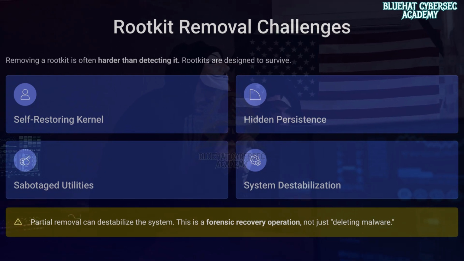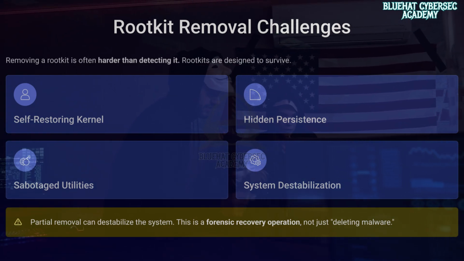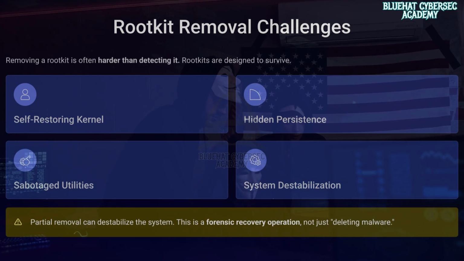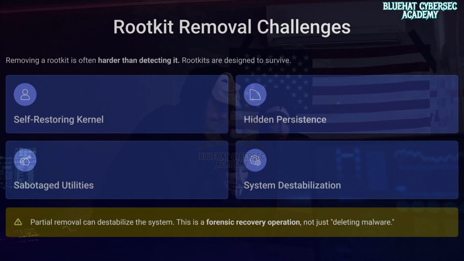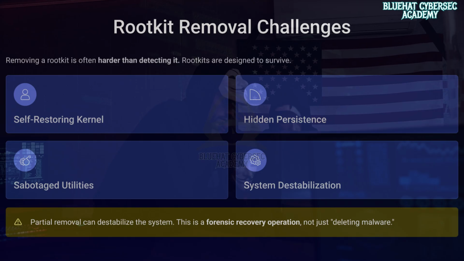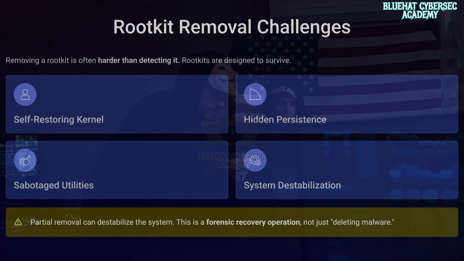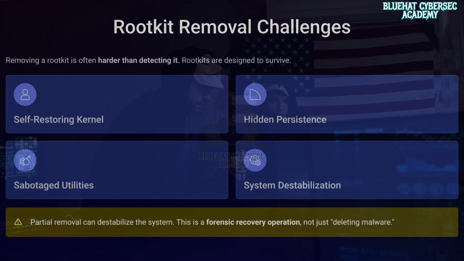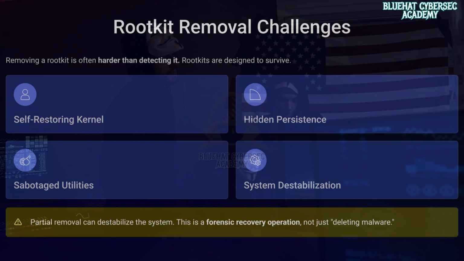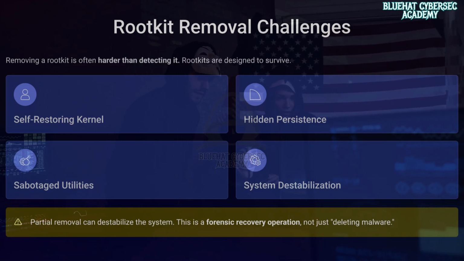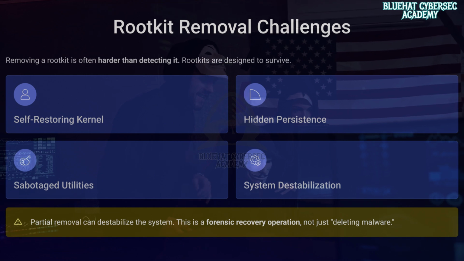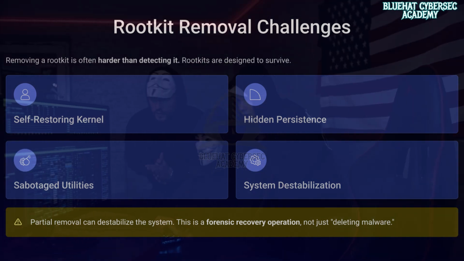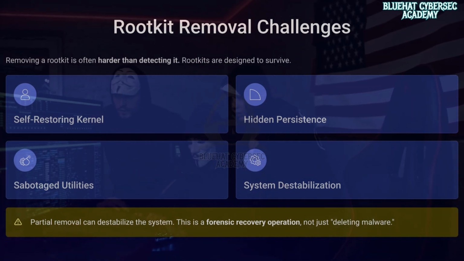So you may run into kernel-level components that actively restore themselves, hidden persistence mechanisms in boot sectors or firmware, modified system utilities that interfere with cleanup tools, and deep integration into OS components that break when removed. And in severe cases, partial removal can actually destabilize the system completely. That's why rootkit removal is often treated less like deleting malware and more like a forensic recovery operation.